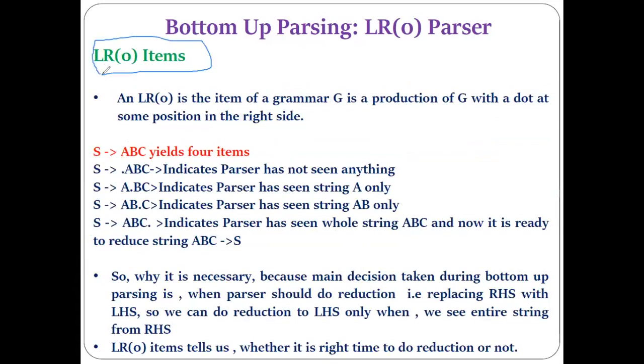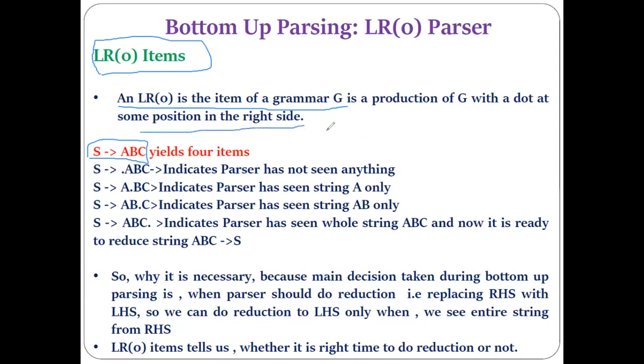Now, what do we mean by LR0 items? Let's see here. Suppose this is the production given: S derives non-terminal ABC. Now, what exactly is meant by an item or LR0 item? Here I have mentioned an LR0 item. An LR0 item is an item of a grammar G, where it is a production of grammar G with a dot at some position in the right hand side.